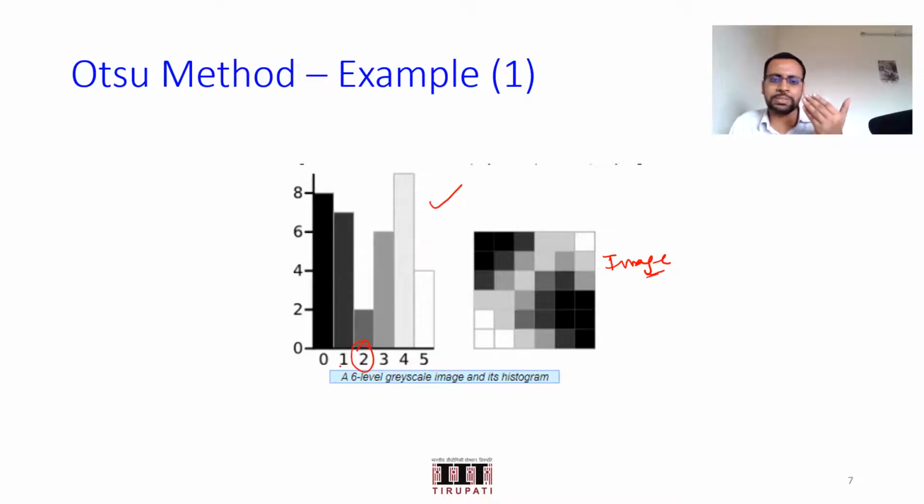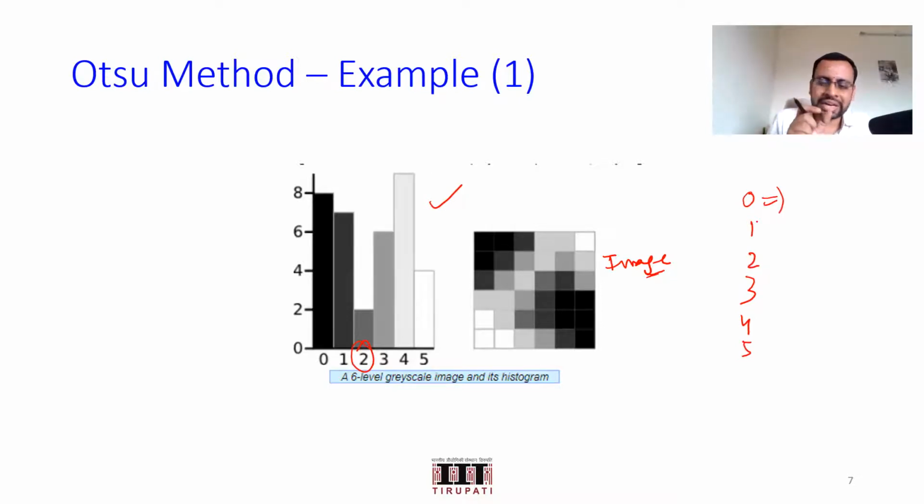But now let's make an analysis of it in terms of minimizing within class variance. So how do you do that now? The process is very simple. You start with each intensity of 0, 1, 2, 3, 4, 5. You use this as threshold. Anything less than or equal to 0 is one class. Greater than 0 is another class.